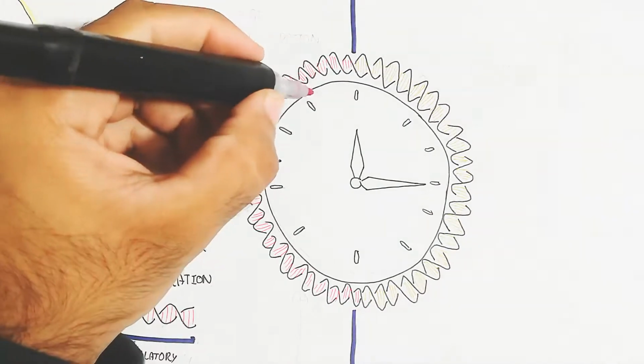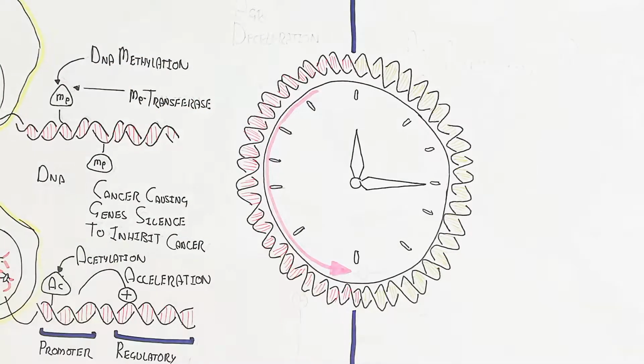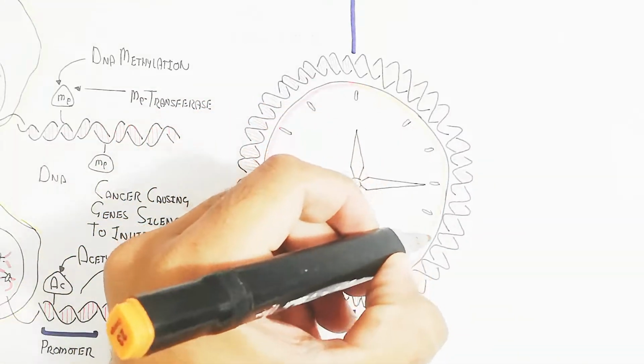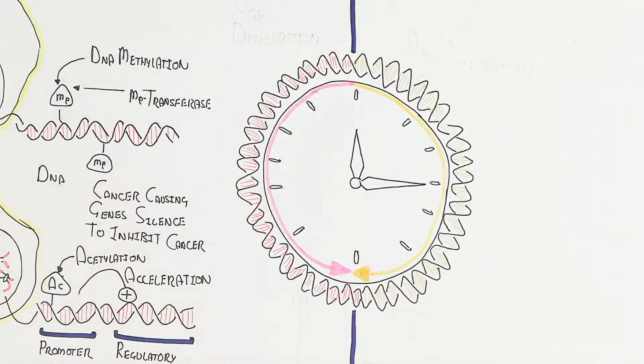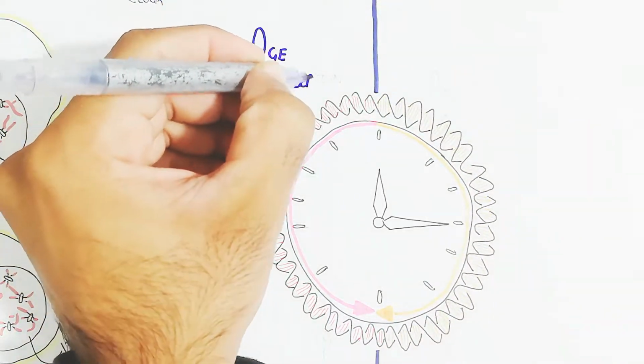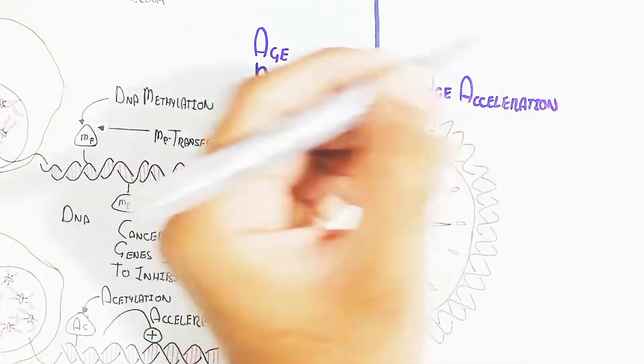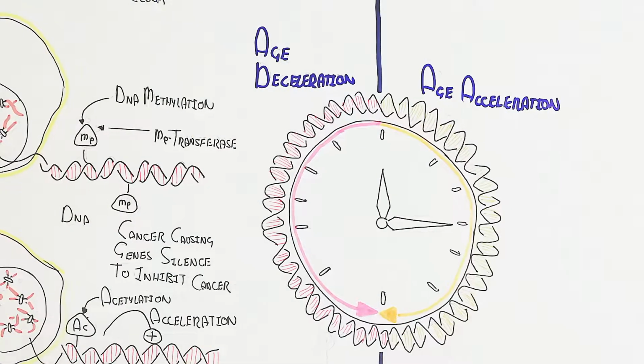We will discuss age deceleration and age acceleration. The red line shows age deceleration, while age acceleration is the orange line. And we can decrease this through different activities. First of all, we will understand age deceleration.